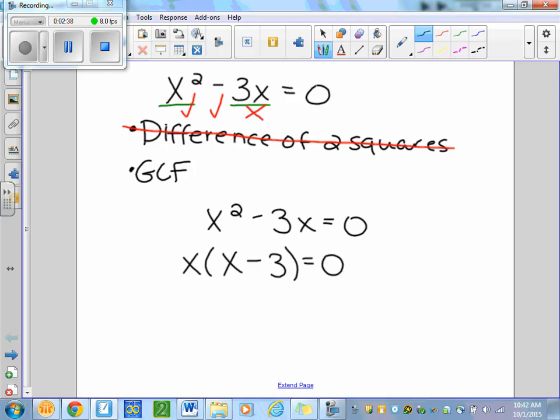Now I have two sets of material to set equal to 0 in order to solve. Because if you ever look at directions, sometimes it will just say solve. Sometimes it'll say factor. If it says factor, this would be your answer. However, if it ever says solve, what it actually wants is for you to put x equals something.